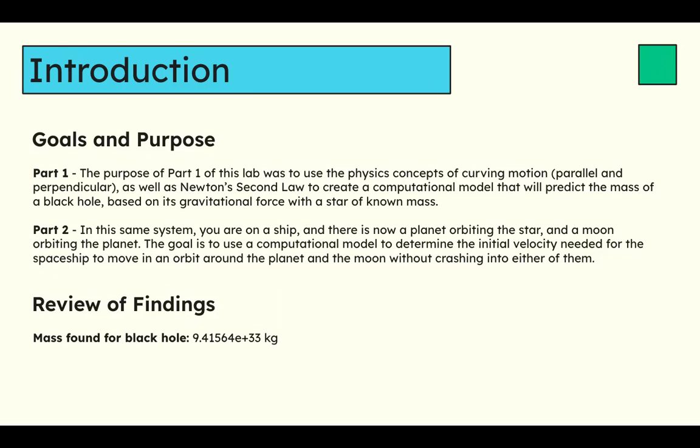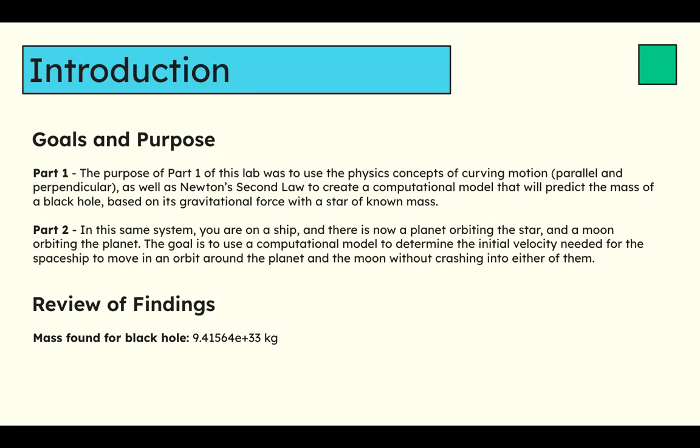The purpose of part one was to use physics concepts we've learned of curving motions, such as parallel and perpendicular components, as well as Newton's second law, to create a computational model that will predict the mass of a black hole based on its gravitational force with a star of a known mass.